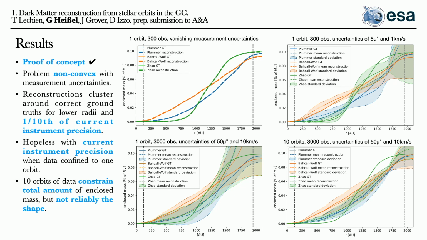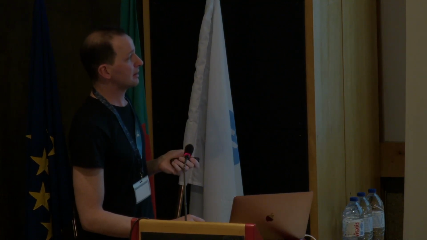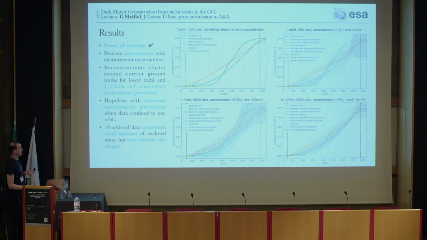If you then increase to the current measurement sensitivity, and just to give you an impression, the GRAVITY instrument can track S2 with 50 microarcseconds. That's the angle under which you would see a grapefruit on the moon. But unfortunately, in this case, with our model with one orbit of data, 3,000 observations, you can see trends, but it is not good enough that you could distinguish, okay, it is either this profile or that profile.